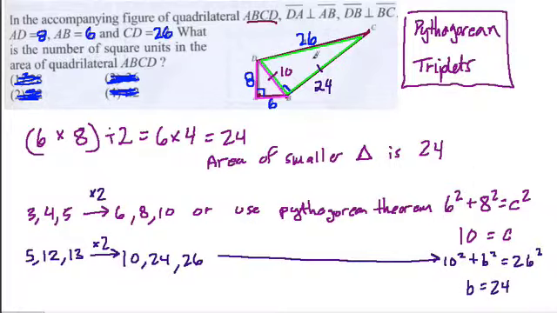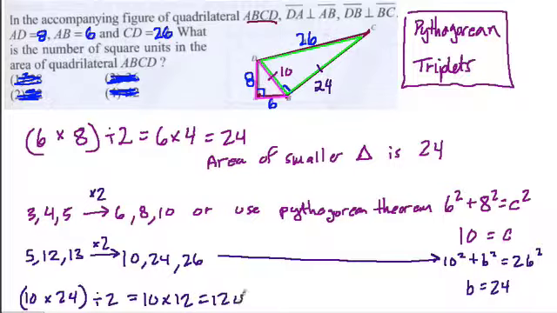So now we can find the area of the larger triangle. So we get what? Well, 10 times 24 divided by 2. And again, I just think of that as equal to 10 times 12, which equals 120. This is equal to the area of the larger triangle.